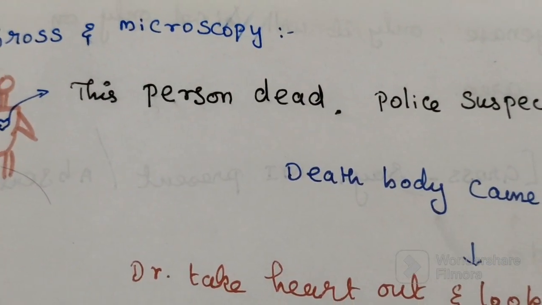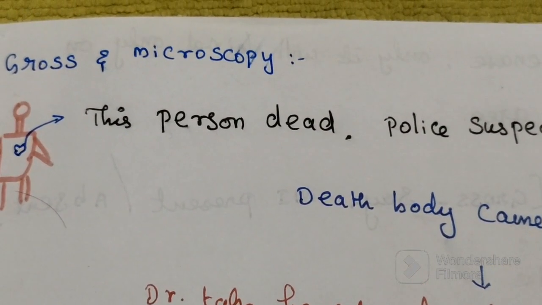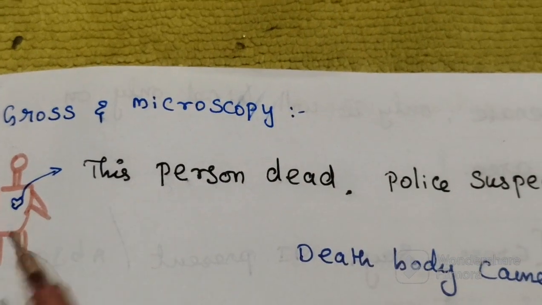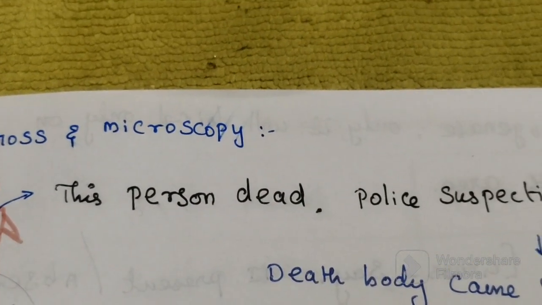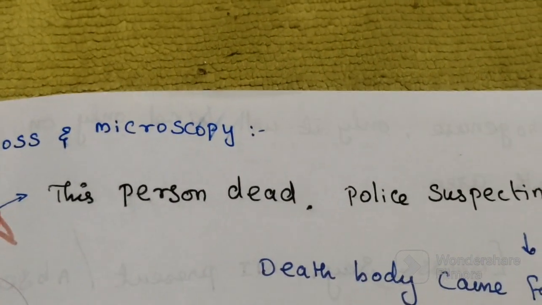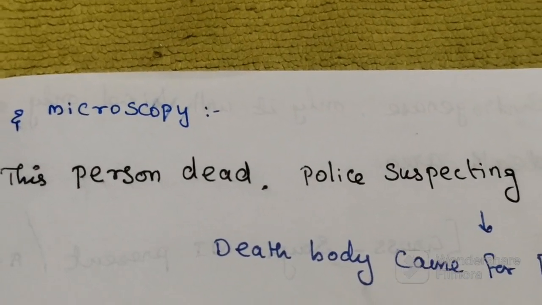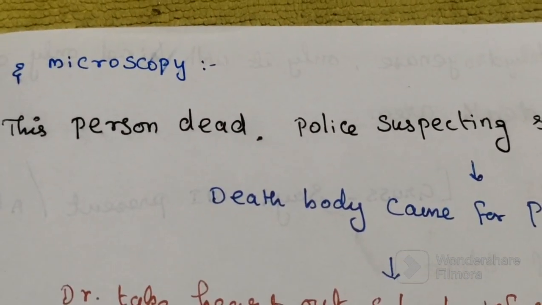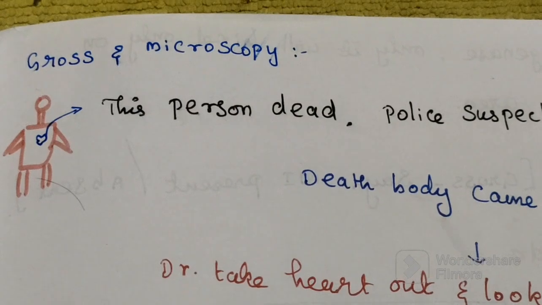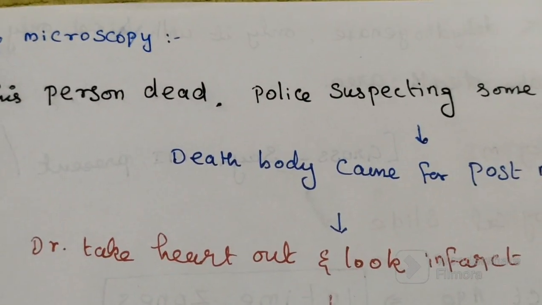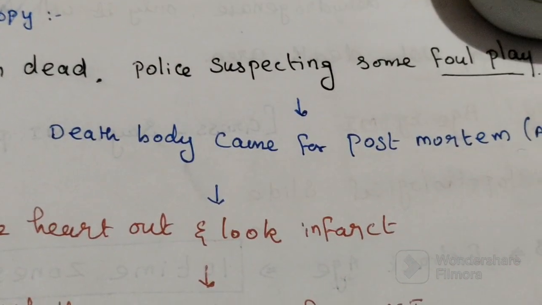Explain about gross and microscopy of infarct. Imagine this person died. He was healthy and he was normal. He had chest pain and died. The police is suspecting some foul play.